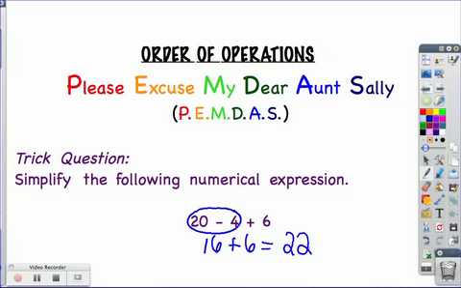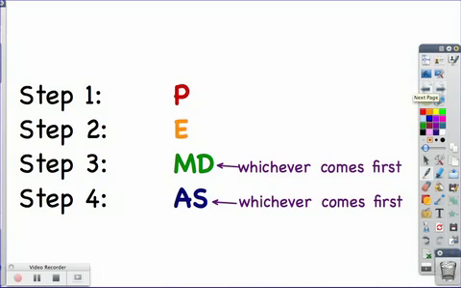Instead of thinking of the order of operations as 6 steps, think of it instead as 4 steps. Step 1 is always parentheses. Step 2 is always exponents. But step 3 is both multiplication and or division, and you have to do it in the order from left to right. So sometimes you're going to have to do division before multiplication. In step 4, think of it as addition and or subtraction, whichever comes first from left to right. So sometimes you have to do subtraction before addition.